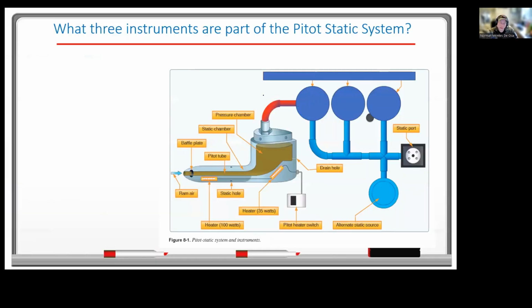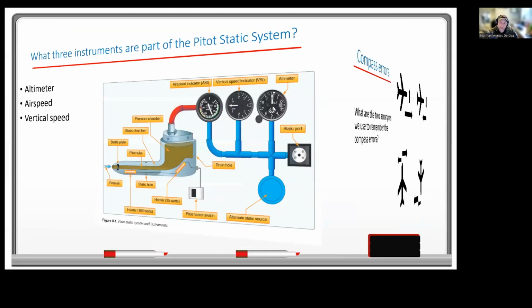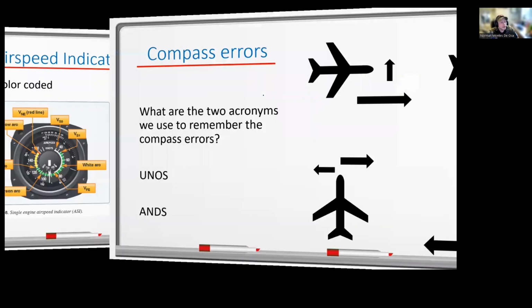Let's review. What are the three instruments that are part of the pitot-static system? The altimeter, the airspeed indicator, and the vertical speed indicator. Let's review the compass errors. What are the two acronyms we use to remember the compass errors? Undershoot north, overshoot south, UNOS, and ANDS, accelerate north, decelerate south.